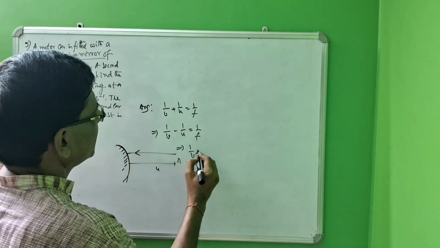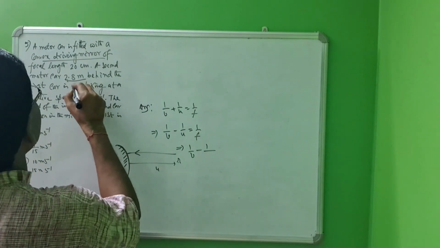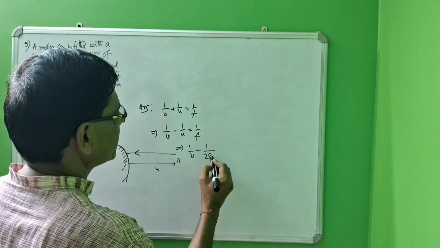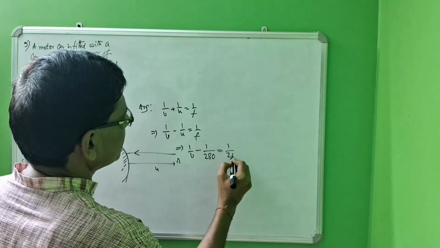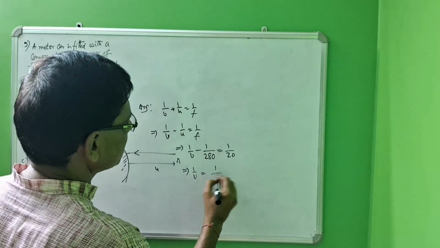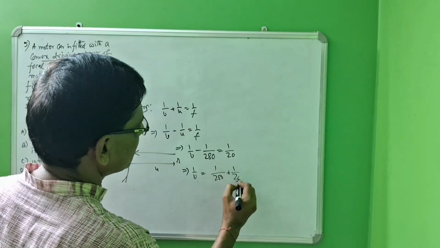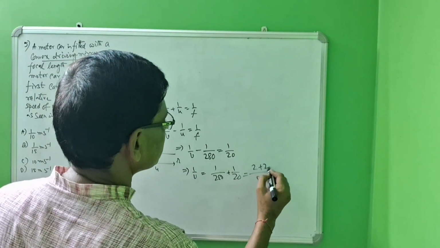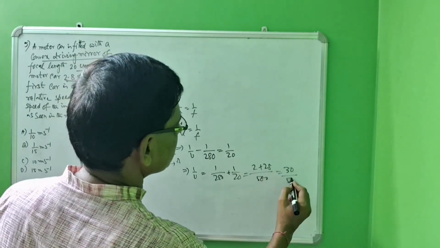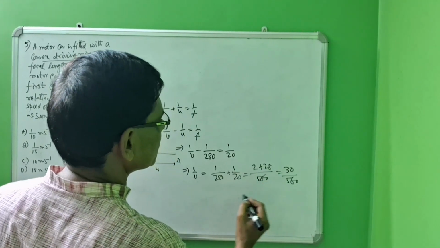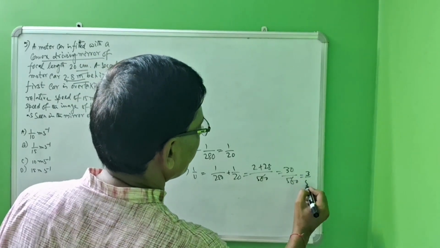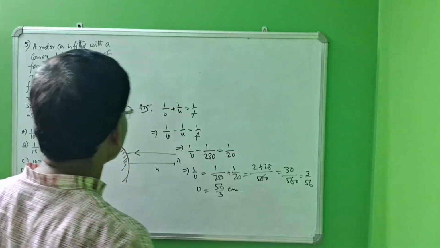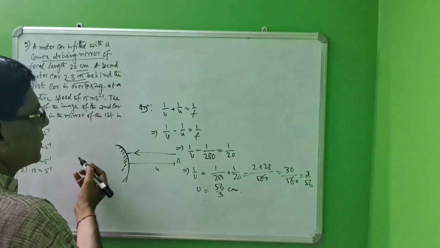So 1 by v minus 1 by, this is 2.8 meter, this is 20 centimeter. It needs to be taken into the CGS system. So 1 by 280 equals 1 by 20 implies 1 by v equals this. So v equals 56 by 3 centimeter. So v will be in this direction.